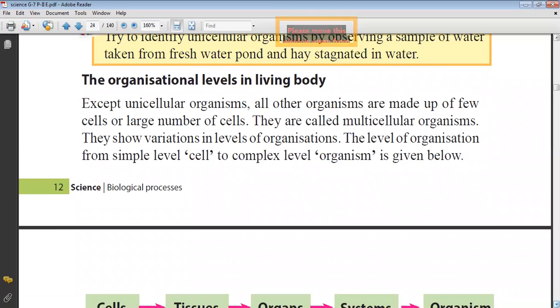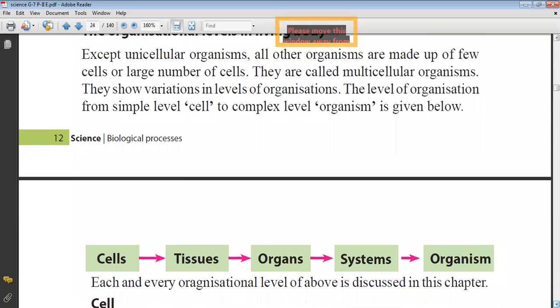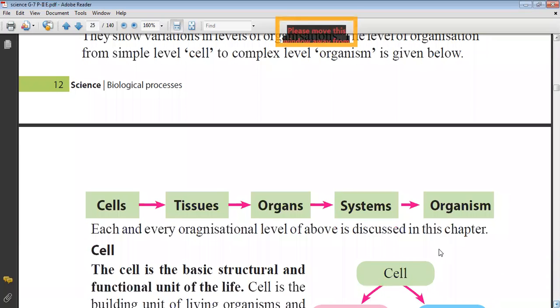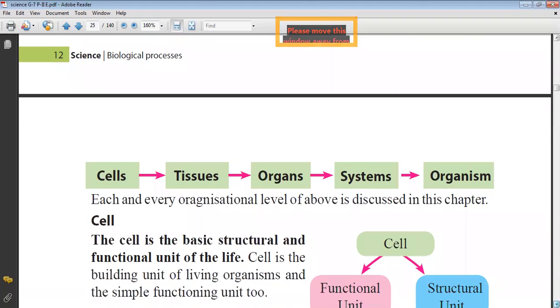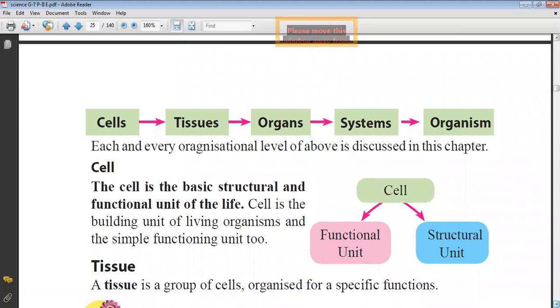Except unicellular organisms, all the other organisms are multicellular organisms. That is, humans, animals, birds. They are all multicellular organisms. This is the level of organization from simple level cell to a complex organism. It goes from cells to tissues, organs, systems, organisms. Let's discuss each level of the organization.